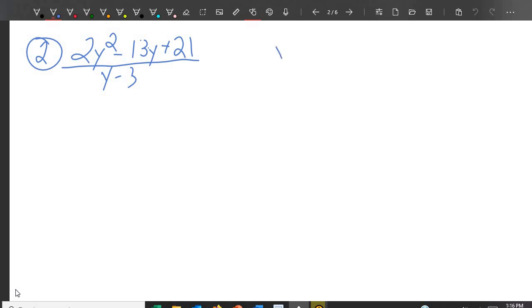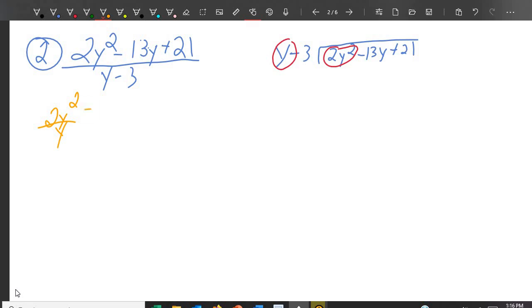Okay, so we're going to take the y minus 3 and put it on the outside of my division bar. 2y squared minus 13y plus 21. So I'm taking the y on the outside and dividing it into the 2y squared. I'm going to come over here on the side. 2y squared divided by y. One of the y's will cancel out, and we're left with a 2 and a y. So the 2y goes up top.